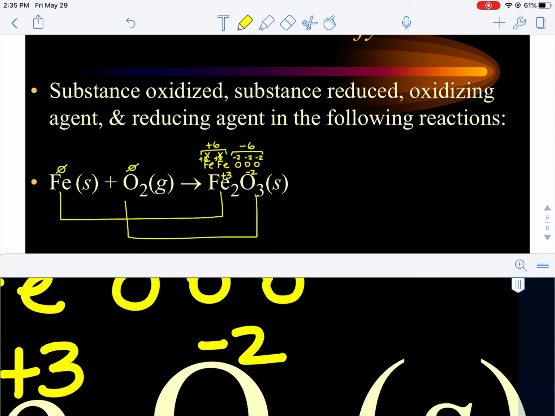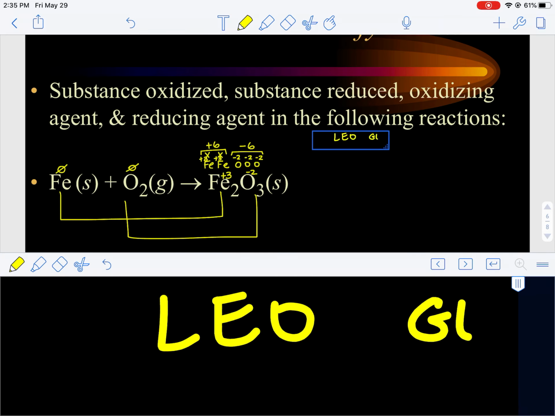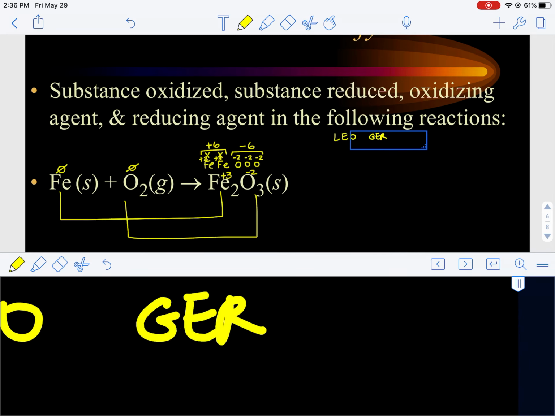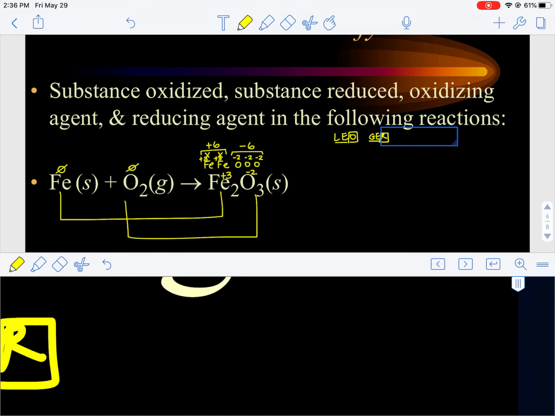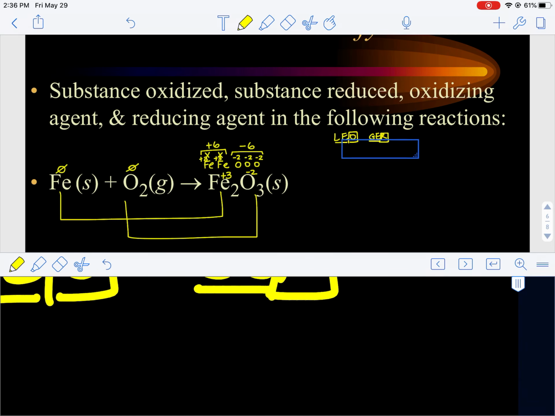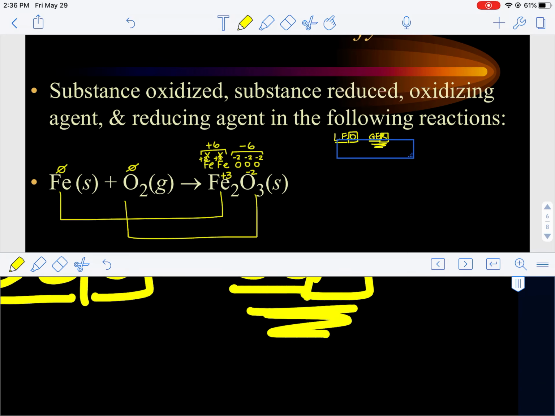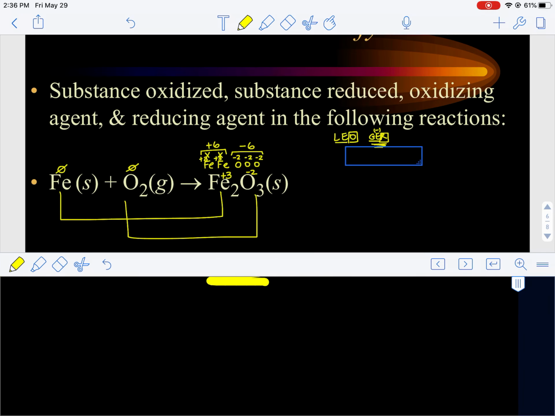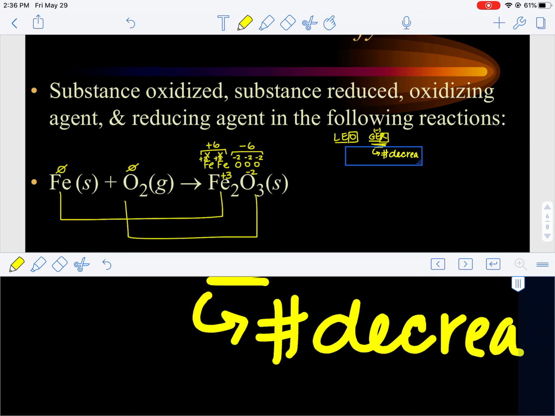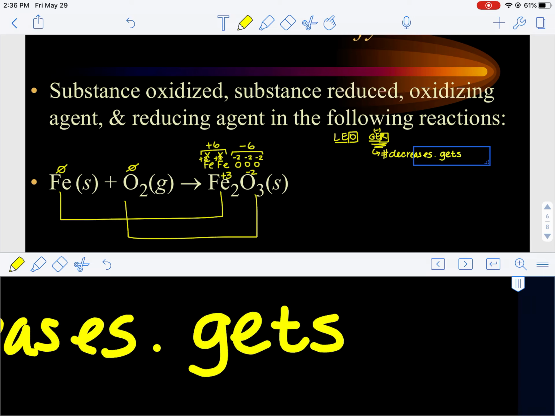Now I need to think about Leo the lion. Right? Leo says Ger. Or maybe you like OIL RIG, it doesn't matter. Losing electrons is oxidation, gaining electrons is reduction. My go-to is the Ger. I like to figure out what's going on first because I remember that gaining electrons are negative. So if I get more negative, this is the one whose number decreases. It gets more negative.